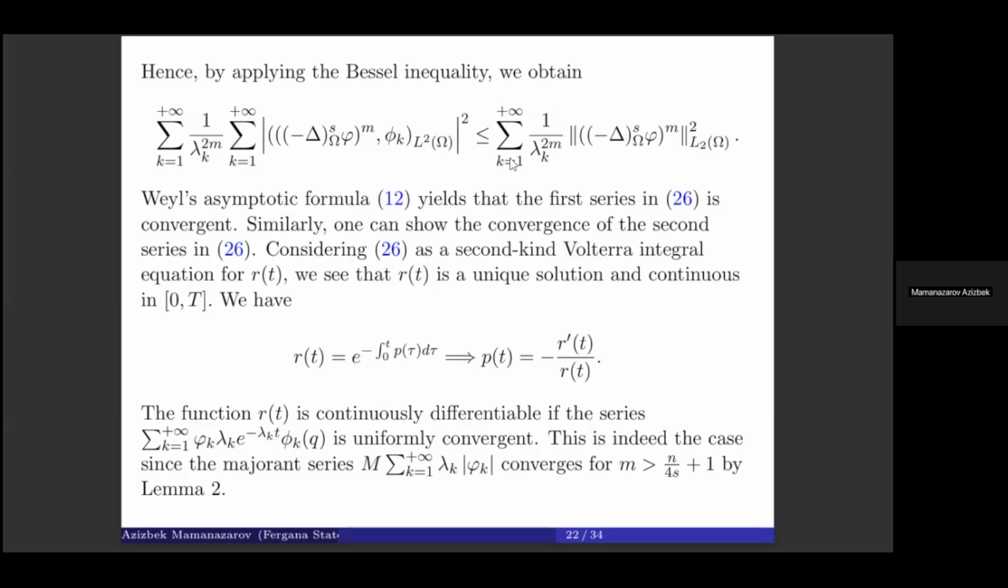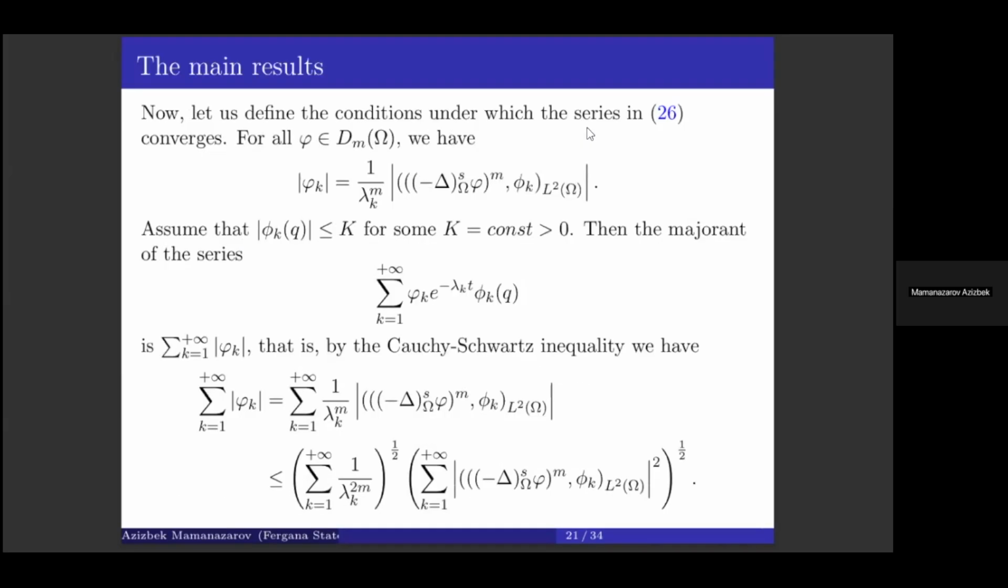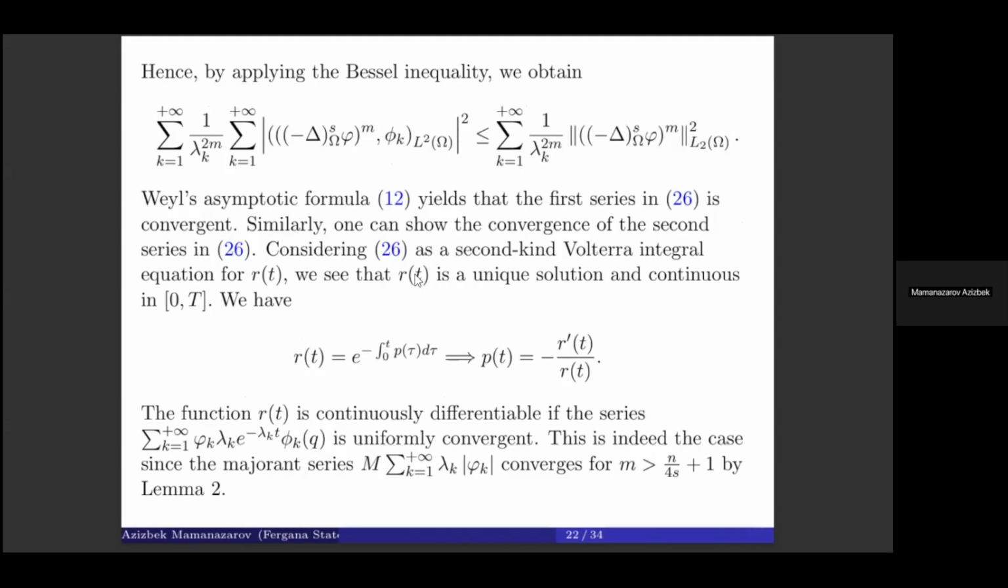From the last, we can conclude that this series is convergent because, using the Weyl asymptotic formula, this series is convergent, and we assumed that phi is from the set of functions D^m(Omega), so this is finite. So we proved that this series converges, and similarly one can prove the series with respect to f also converges. So now we move to how to find an unknown function p of t. By differentiating this equality, we can find p of t in this form.